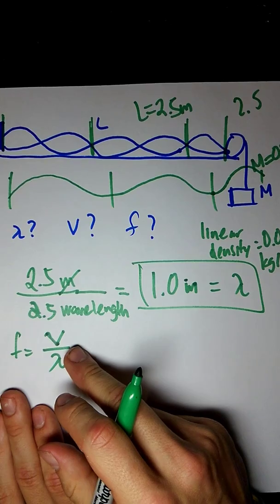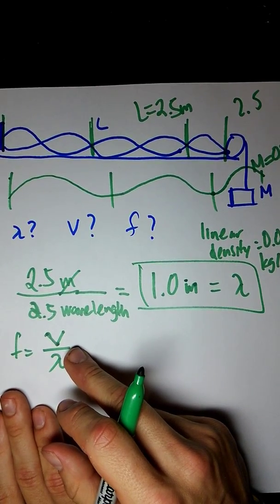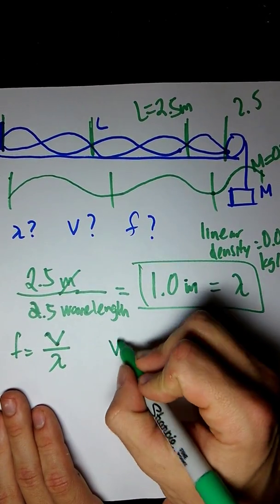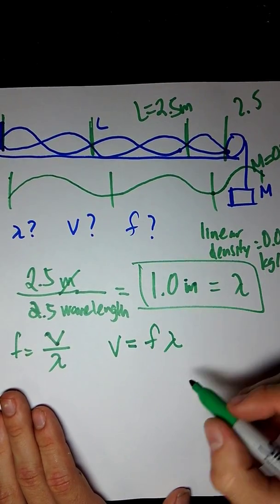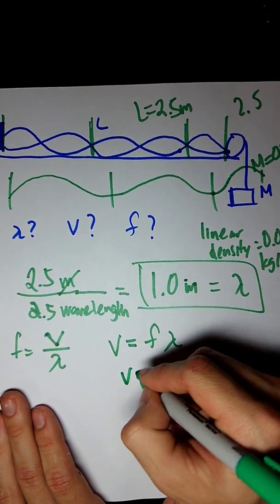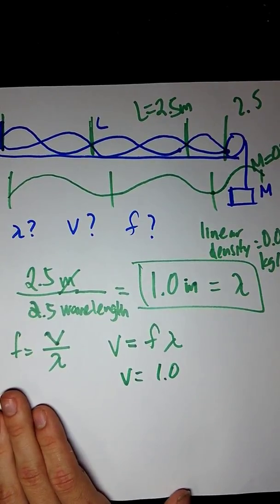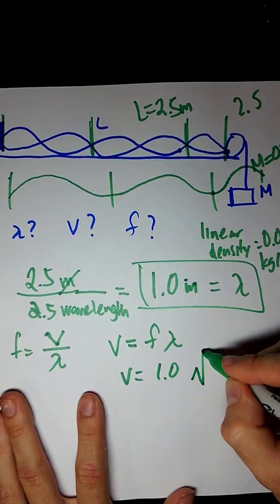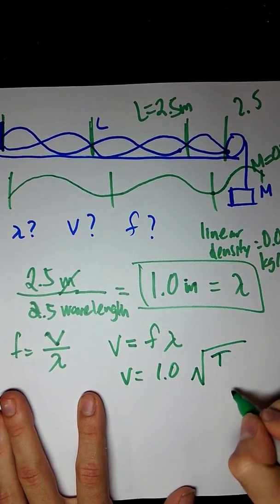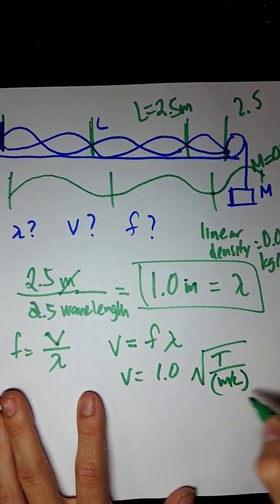So in this case, velocity is what I'm solving for. I could rearrange this to velocity equals frequency times lambda, okay? And I know lambda is 1. Now I just have to solve for frequency. How can I solve for frequency? Well, I could use this equation again, where I plug in T over M divided by L.